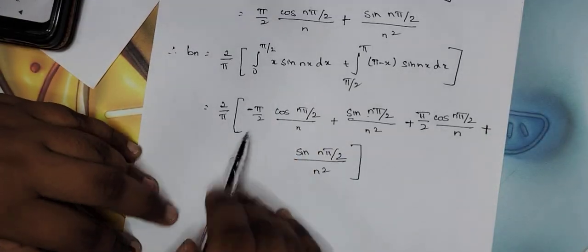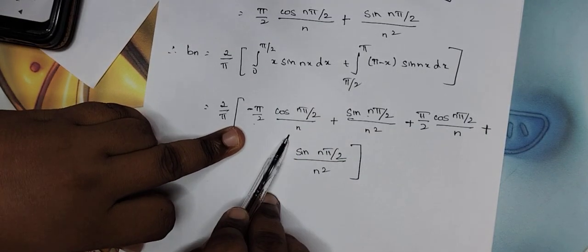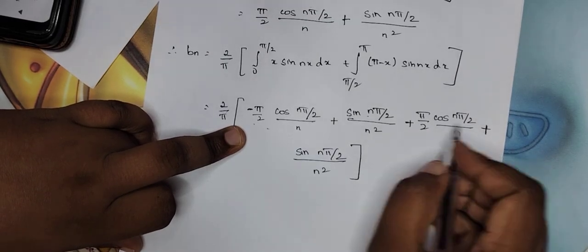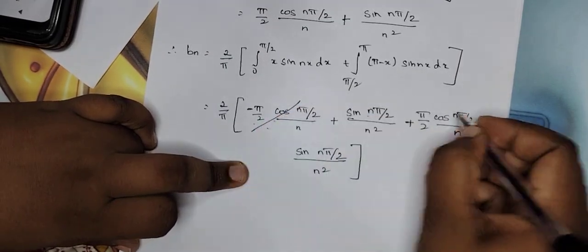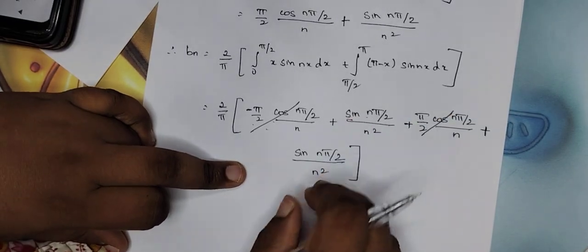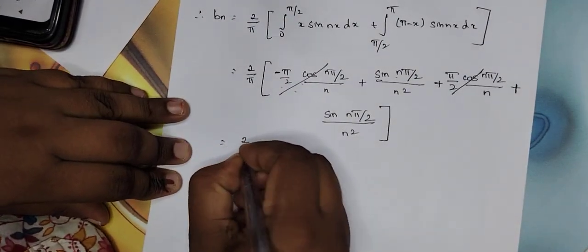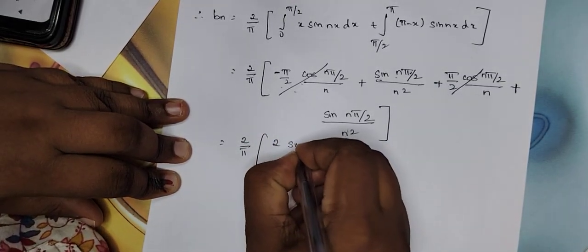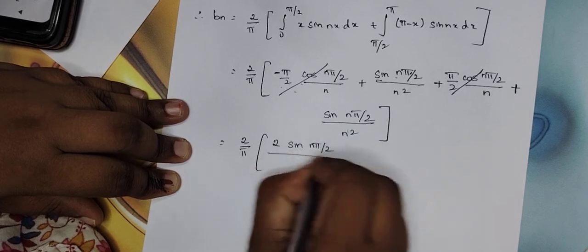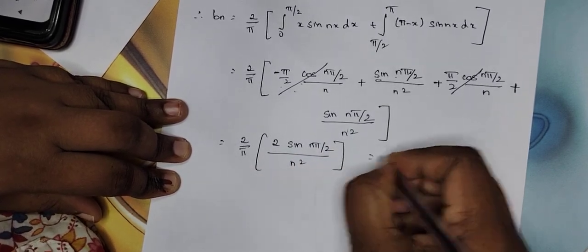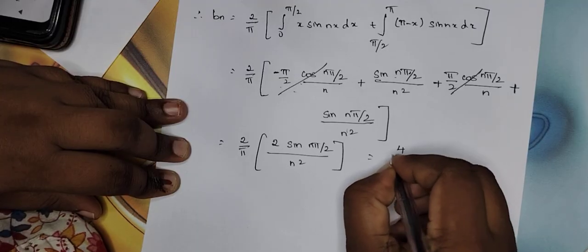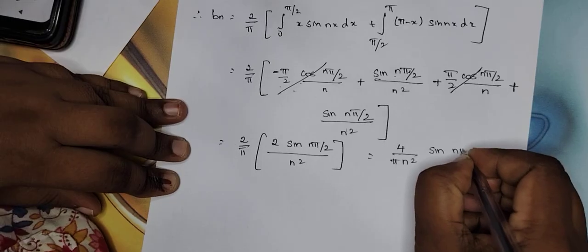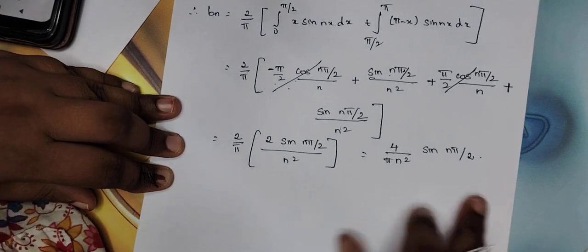So as you can see here, minus pi by 2 cos n pi by 2 by n and plus pi by 2 cos n pi by 2 by n are the same but different in sign, so they get cancelled. So only these two terms remain. So this is nothing but 2 by pi. If you add these two, it is 2 sine n pi by 2 divided by n square. Okay, so this is nothing but 4 by pi n square into sine n pi by 2. Okay, so this is my value.